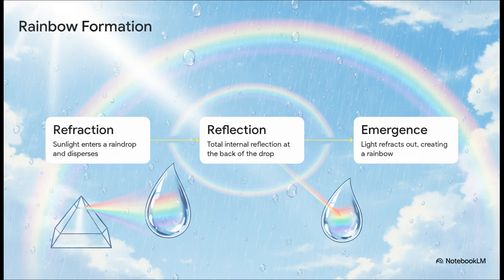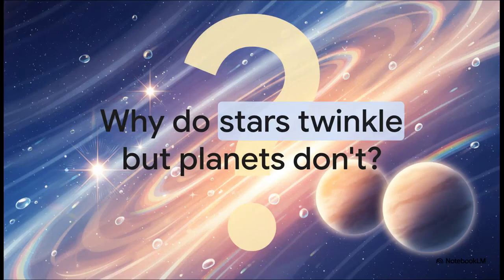Millions of these tiny suspended water droplets work together to paint that massive, beautiful natural spectrum across the sky. So this brings up a fascinating question. If a tiny droplet of water can bend light enough to make a rainbow, what does the entire Earth's atmosphere do to light? Like, why do stars twinkle in the night sky, but planets maintain a steady, solid glow?